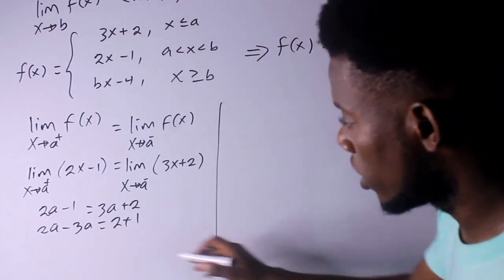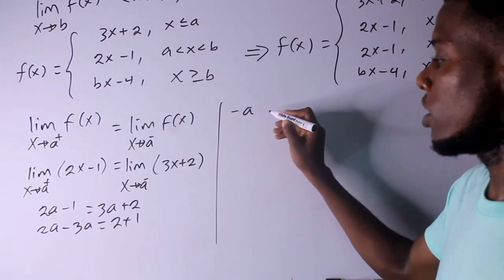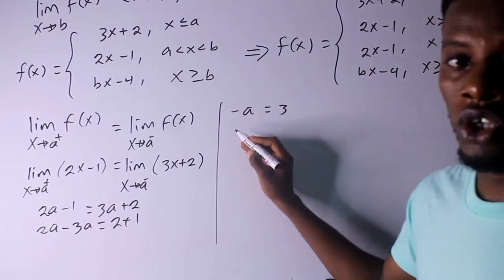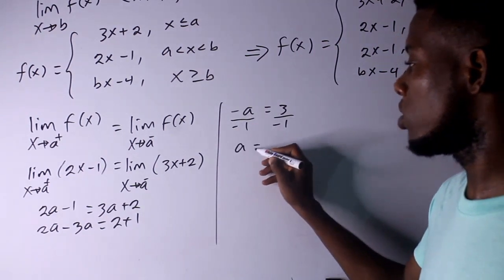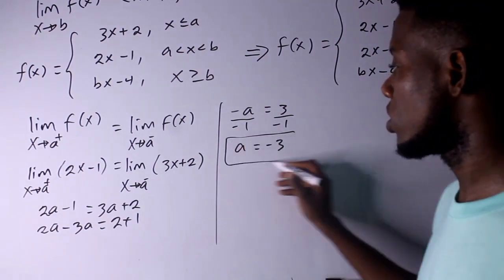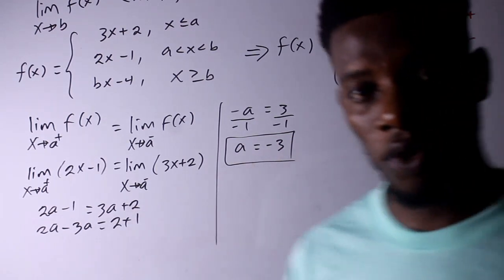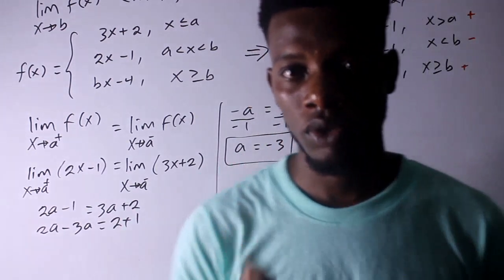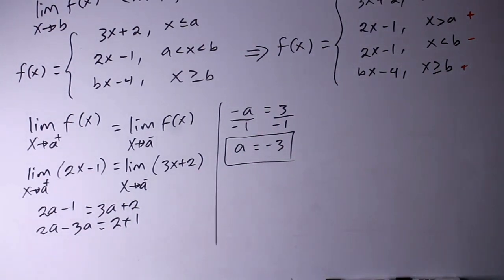So we can continue right here. We have 2a minus 3a is negative a. Negative a is equal to 3. To solve for a, divide this out by negative 1, negative 1. So a will be equal to negative 3. This is the value of a. Simple as it is. So now let's move on to find the value of b. Do not panic. Let's move on to find the value of b. Quickly.